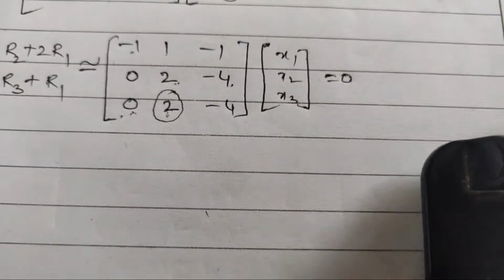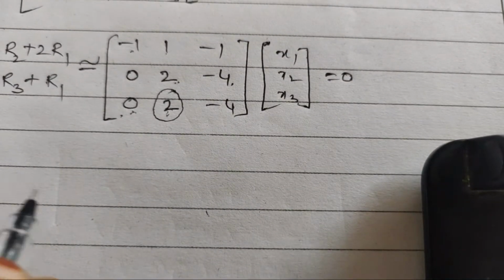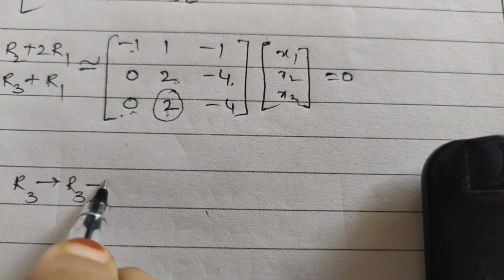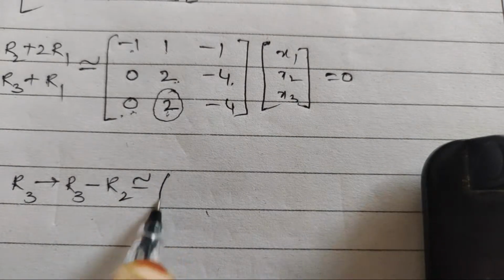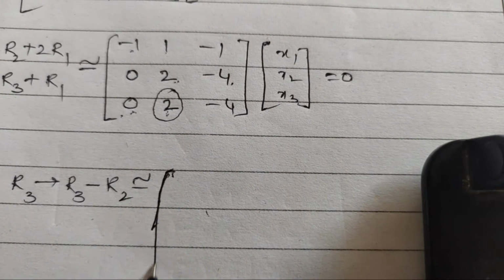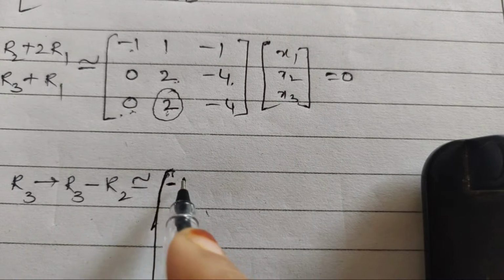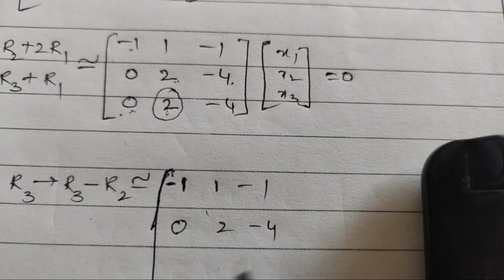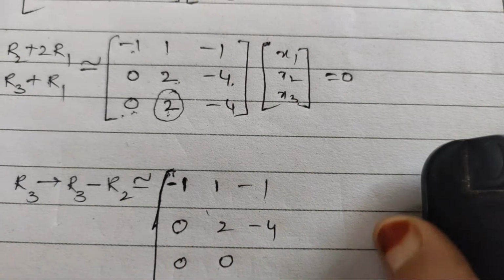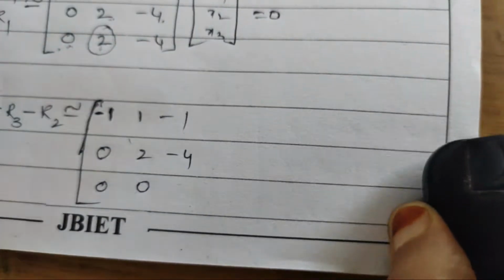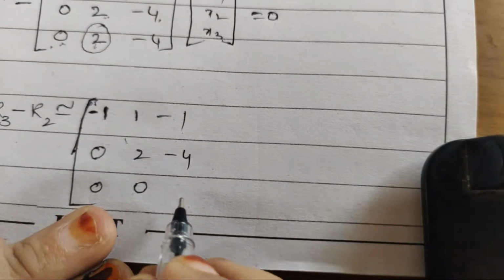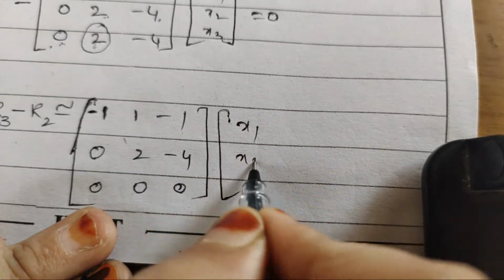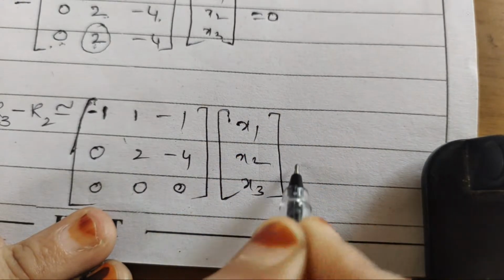So what operation are you going to write? Your R3 tends to R3 minus R2, which is equal to minus 1, 1, minus 1, then 0, 2, minus 4, 0, 0, 0, times x1, x2, x3, which is equal to 0.